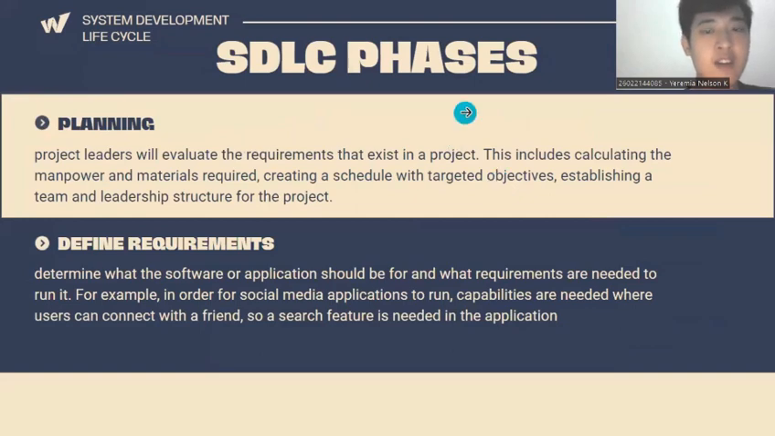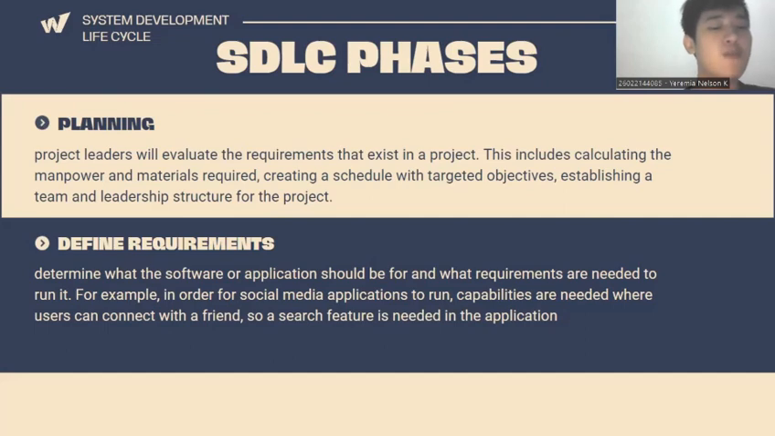So here are the SDLC phases. First is planning. Project leaders will evaluate the requirements that exist in a project. This includes calculating the manpower and materials required, creating a schedule with targeted objectives, and establishing a team and a leadership structure for the project.